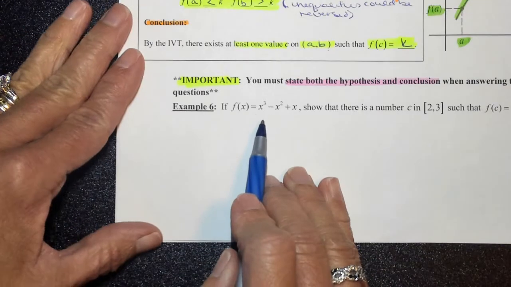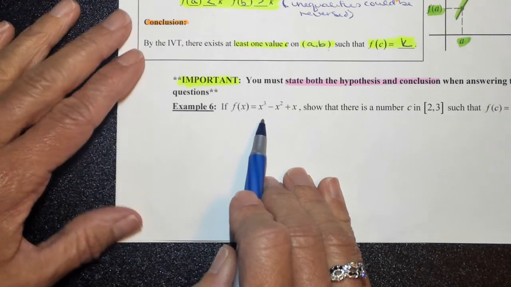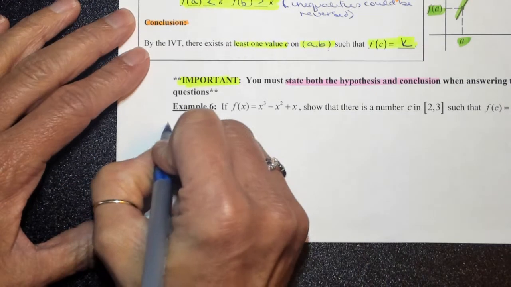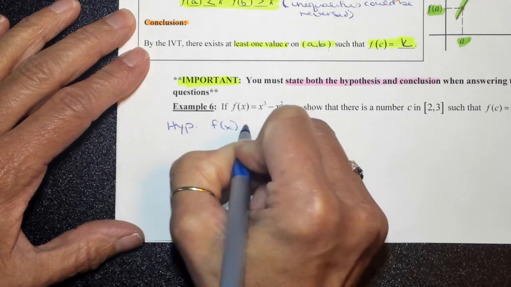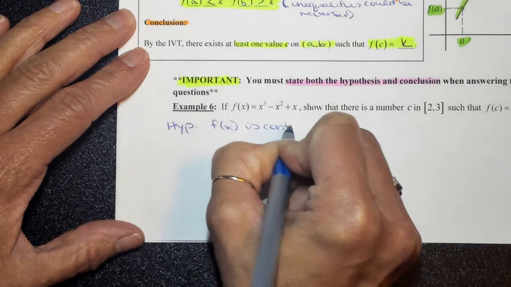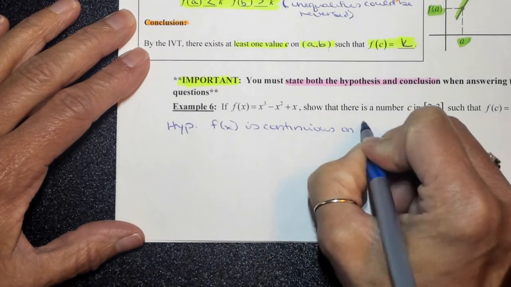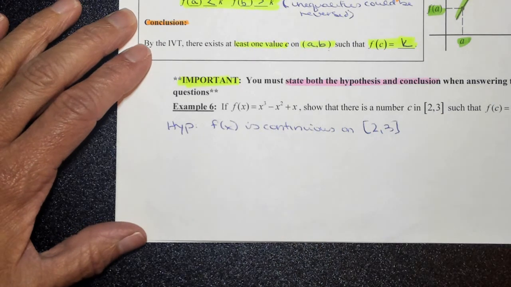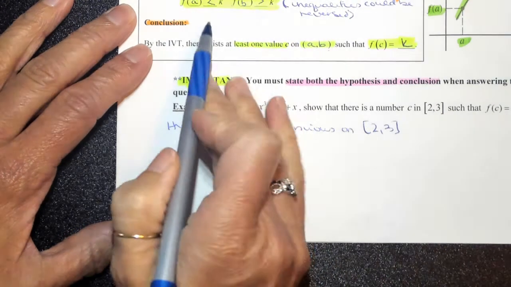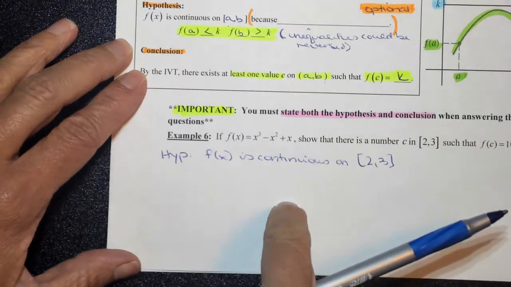Well, first of all, we know this function is continuous because it's a polynomial. There is no place where this function is undefined. So in my hypothesis, I will state f of x is continuous on the closed interval from 2 to 3. That's it, period. Now, I need to prove this portion right here. This is a bunch of letters. Now we're going to do it with numbers.